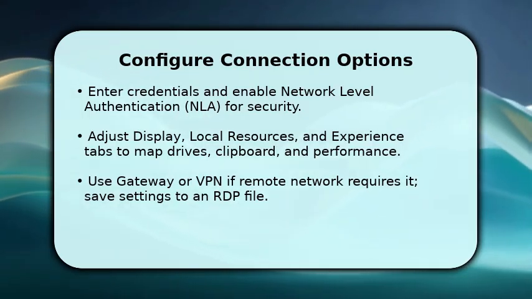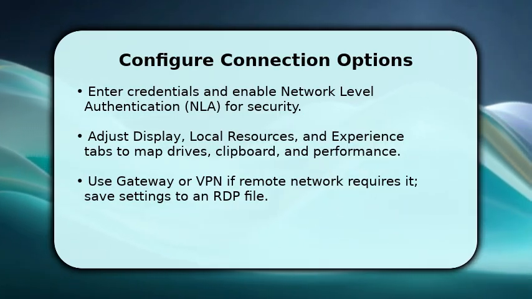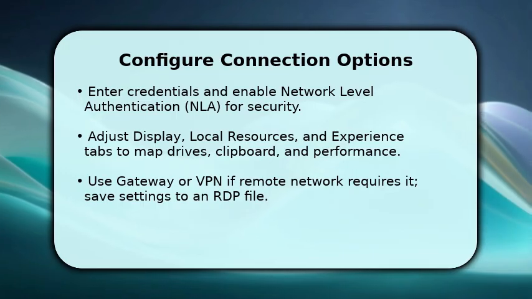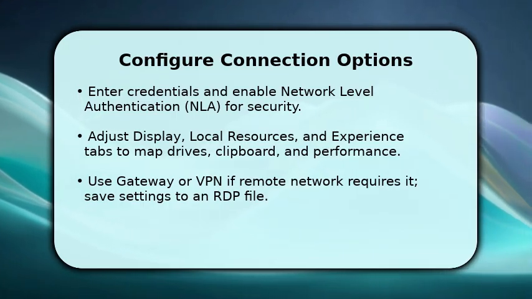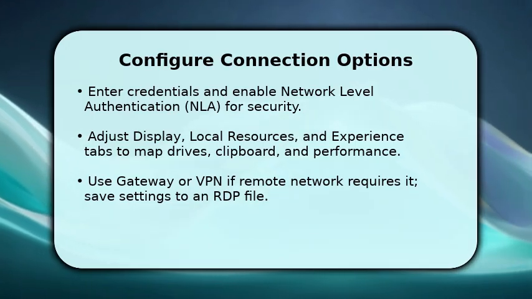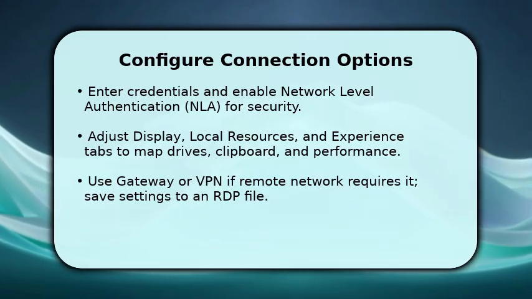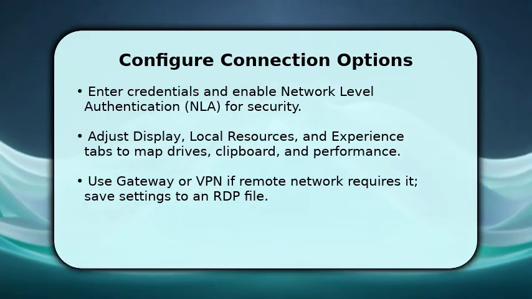Then tweak display and local resources to map drives, allow clipboard sharing, and set resolution or color depth to match bandwidth. If you need access across networks, specify an RD gateway or connect via VPN. Finally, save these settings to an RDP file so you don't repeat the same steps later.